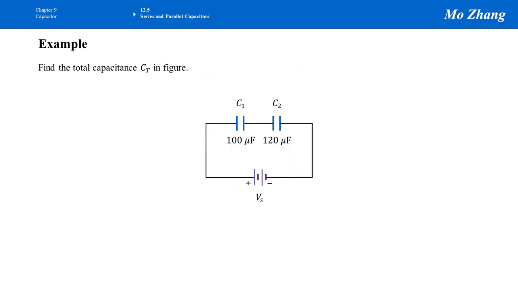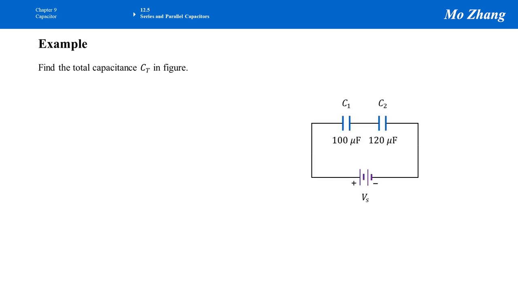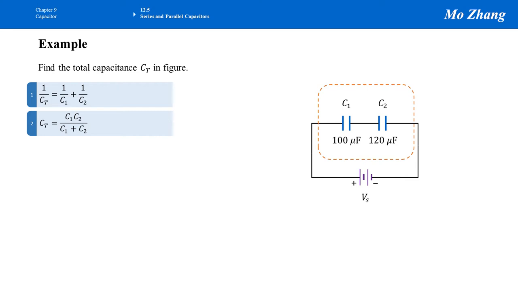Here we have two capacitors, C1 and C2, connected in series. We want to find the total capacitance Ct of this circuit. Since they are connected in series, we need to use the reciprocal formula. Since there are only two capacitors, we can just use the two terms of that general formula, which is 1 over Ct equals 1 over C1 plus 1 over C2. Or we can use that shortcut formula, Ct equals C1 times C2 divided by C1 plus C2.